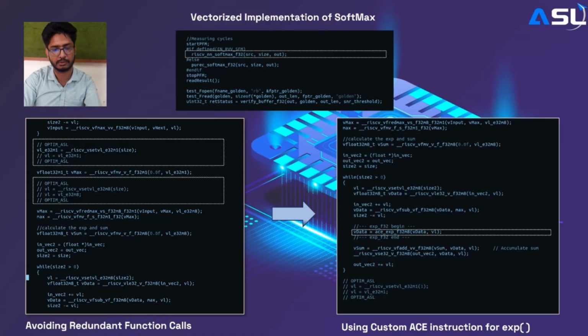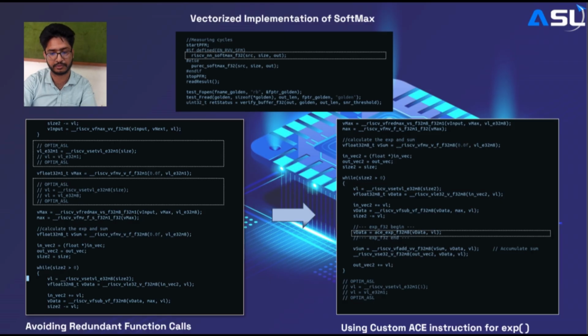We were provided two implementations of Softmax, one in pure C++ and another also in C++ with RISC-V vector intrinsics. We have optimized the vectorized implementation using several approaches, one of which includes avoiding redundant function calls, and we have also utilized the ACE custom instruction design tool, ACE Copilot, to generate the exponential function.